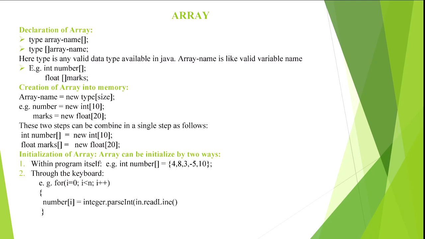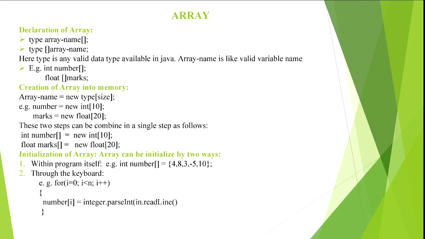The example is number, as the array name in the previous example, equal to new int, and here I take the size as 10, meaning this number array consists of 10 values of the type integer. Similarly, marks is the array which holds 20 values of the type float, and with this you can create the array in memory.